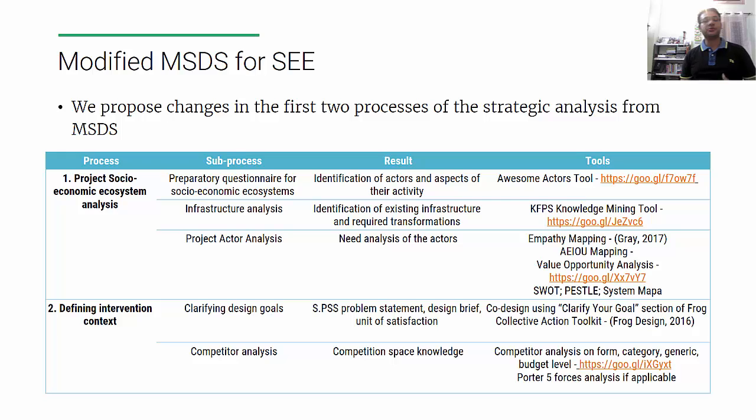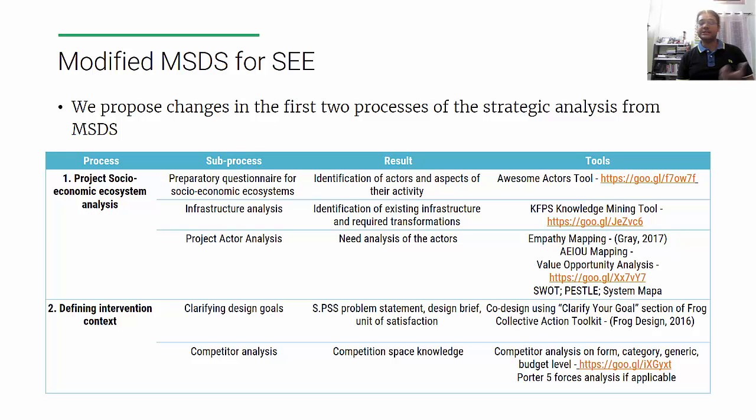Considering this, we proposed a few changes to the MSDS specifically when it is applied to the socio-economic ecosystems. We propose changes in the first two processes. The changes are mentioned in the third column of this table. The first change is about the promoter analysis. We've designed a tool called the Awesome Actors tool, which helps to uncover the various stakeholders and actors within the SE. The second tool is the KFPS knowledge mining tool, which enables us to understand the infrastructure and any transformation of the infrastructure in the SEE context.